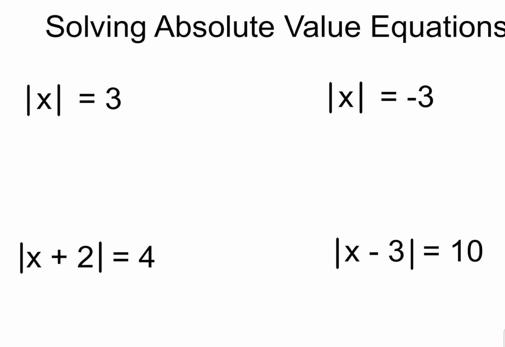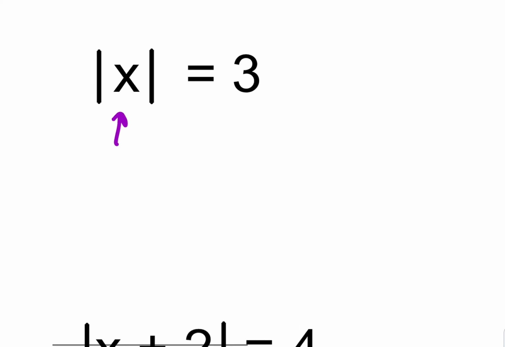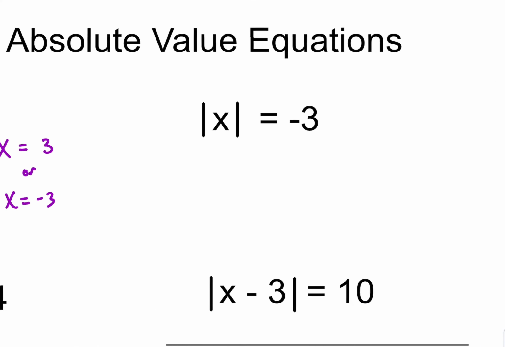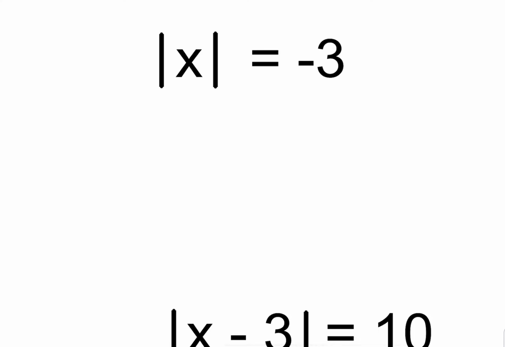So anyway, which x values could we put in here so that the answer is 3? Well, if we do the absolute value of 3, that's 3. We also could get the absolute value of -3, because -3 is also 3 away from 0. So the answers here are x equals 3 or x equals -3. So 2 possible solutions. Now, with the second example, this one's actually no solution.